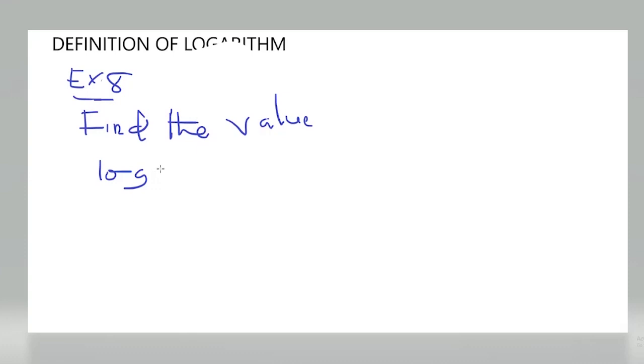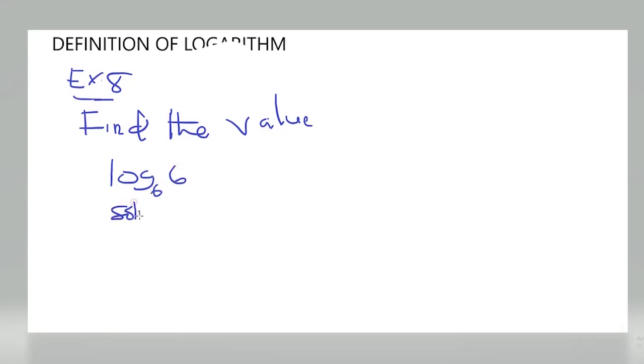Now this one is the logarithm of 6 to base 6. Find the value.